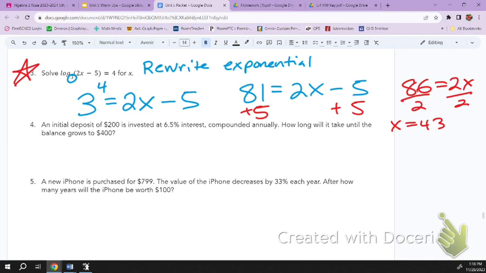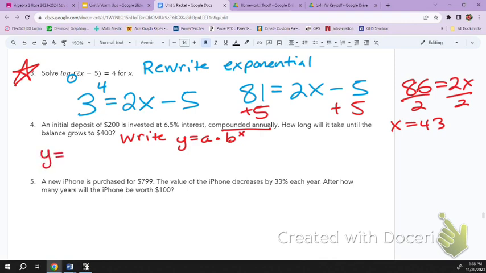Let's look at number 4. An initial deposit is invested at 6.5% interest, compounded annually. How long will it take until the balance grows to $400? Write an exponential equation first. That's my first step for you.